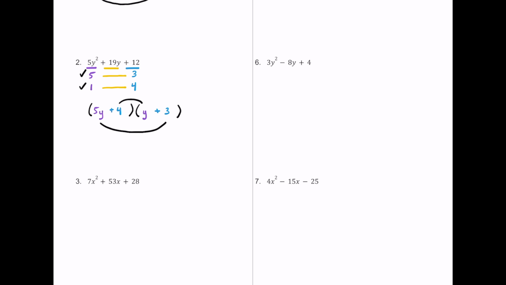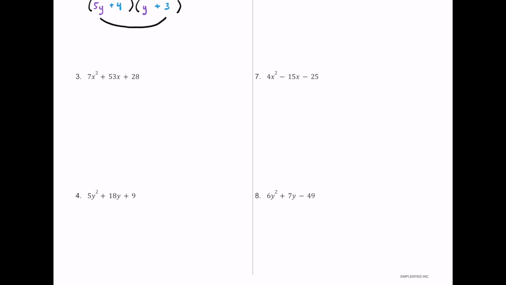All right. For number 3, let's see what we got here. So we have 7x squared plus 53x plus 28. So for 7x squared, a is 7, which is a prime number, which is nice because we know it's 7 and 1. Now for 28, there's a few options, right? There's 1 and 28, 2 and 14, 4 and 7. But 4 and 7 are the closest ones together, so I'm going to start with those ones.